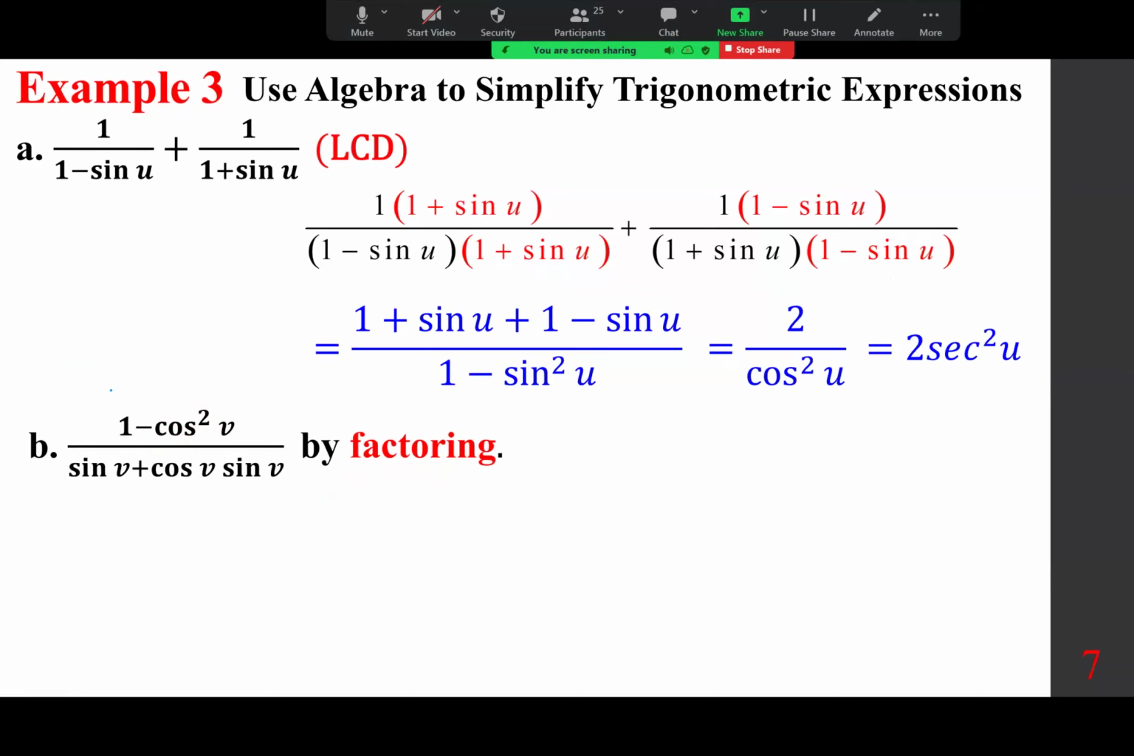The bottom, you can factor the sine out. You get sine times 1 plus cosine. So this is a simple factoring, everybody. So the numerator is 1 minus cosine and the denominator is sine. And we can make up two fractions, everybody. This is 1 over sine minus cosine over sine. And we know 1 over sine is cosecant. Cosine over sine is cotangent. Therefore, we have cosecant v minus cotangent v.